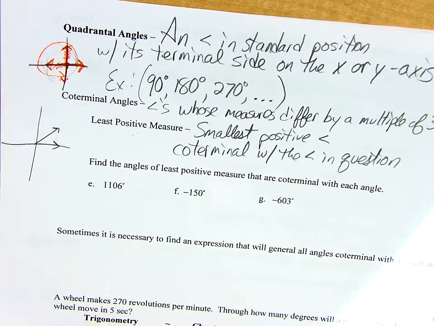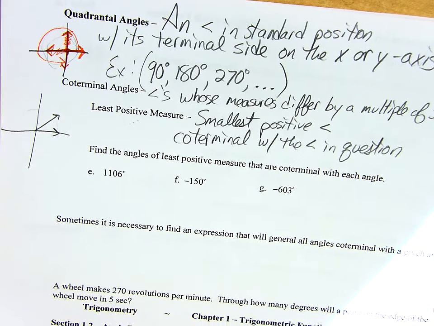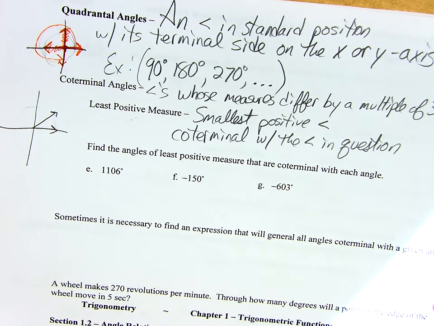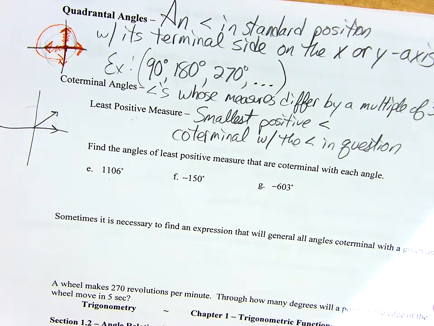All right, so we have a couple of examples here. This says, find the angles of least positive measure that are coterminal with each angle. So my first example is 1,106. You guys probably want calculators today, so if you don't have one, you can grab one over on the cart there, or if you have one in your bag, you're probably going to want one. So go ahead, go grab one if you don't have one.